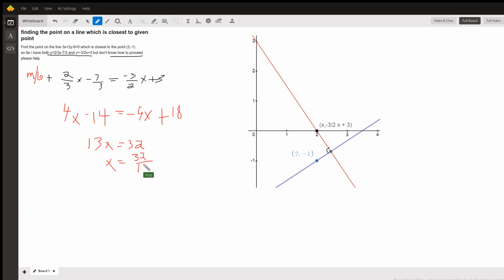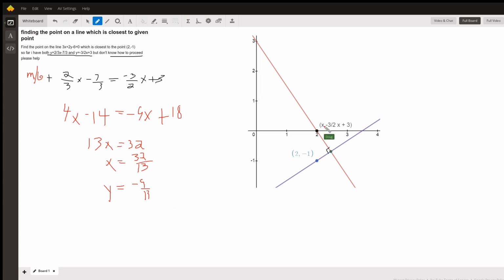Substitute that value in for x in either of these two equations and solve for y. And I think you'll see that you get -9/13. Okay. And that's probably the most straightforward way to solve this.